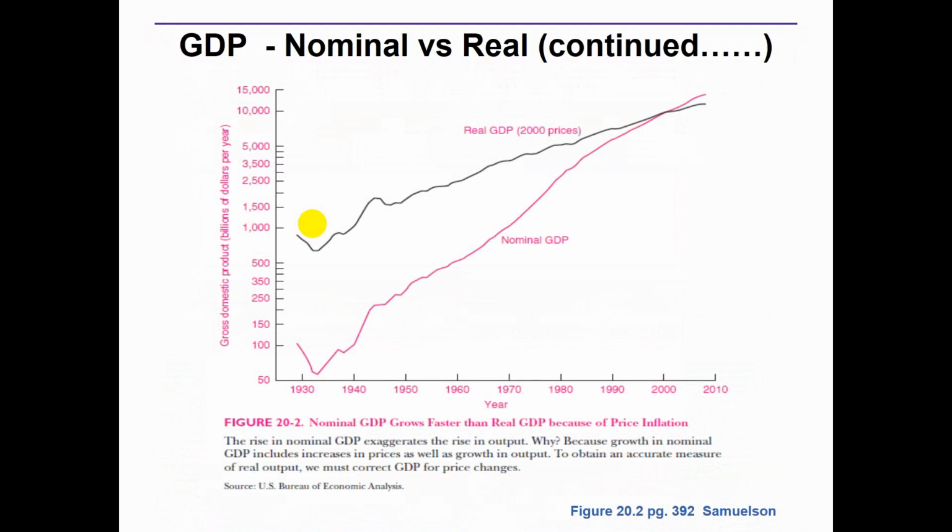In these slides, we can see the difference between nominal GDP and real GDP. Nominal GDP goes faster than real GDP, because nominal GDP has the element of prices. That is why it goes faster. It is a kind of quadratic relation, not a linear relation. On the other hand, real GDP is slightly tilted, and does not grow faster than nominal GDP.